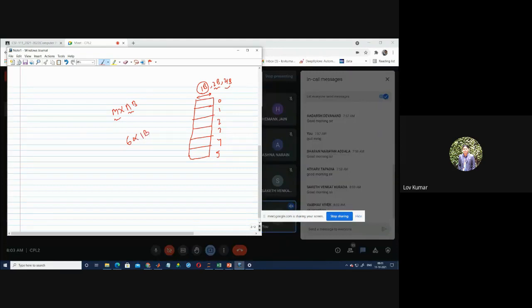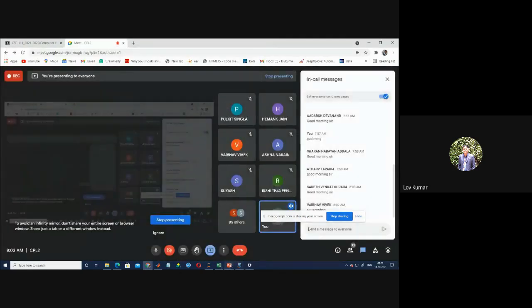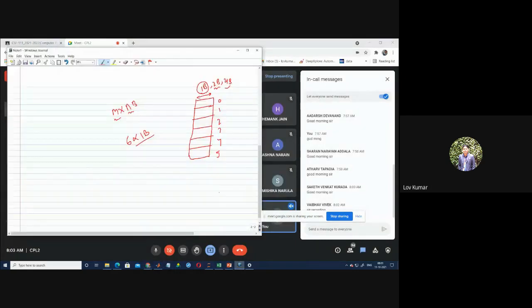So we will write this is your RAM: RAM equals 6 into 1 byte. What do you mean by 6 into 1 byte? 6 represents the number of cells, and 1 byte represents the size of each cell.